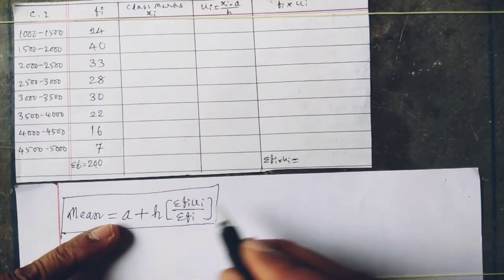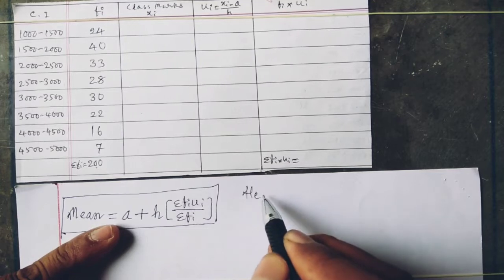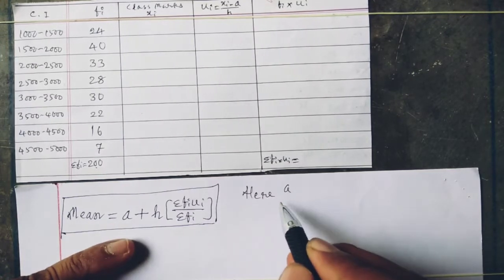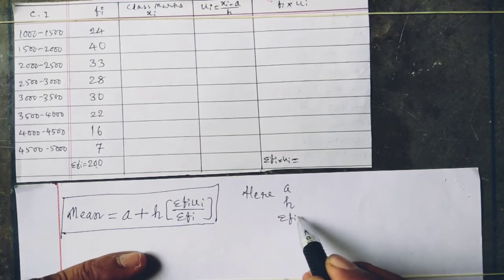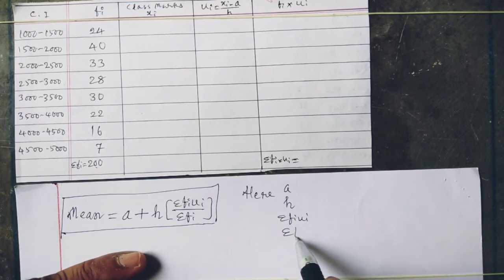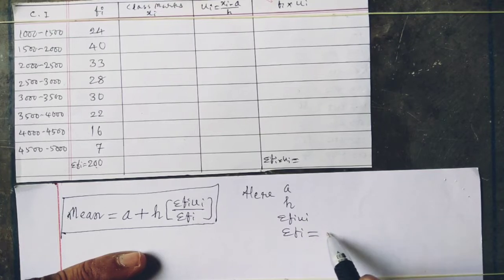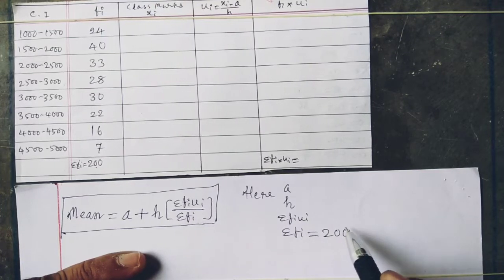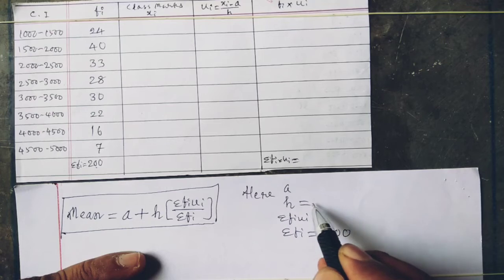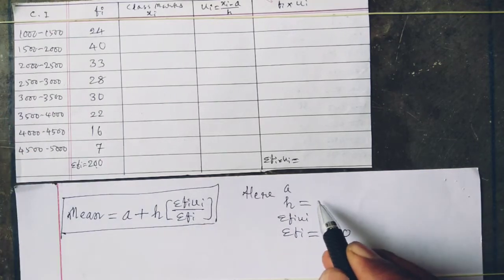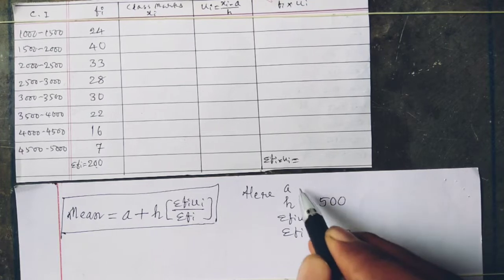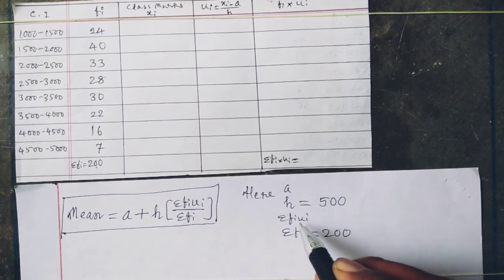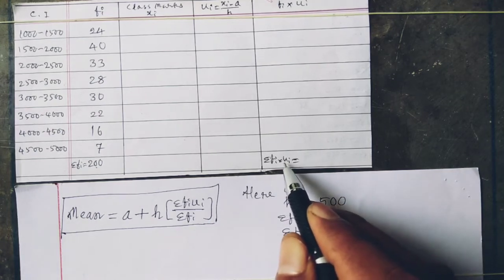Here we have to find the mean. Sigma fi ui is already given as 200, and we also know the height of the class is 500. Now we have to find the assumed value a and sigma fi ui.